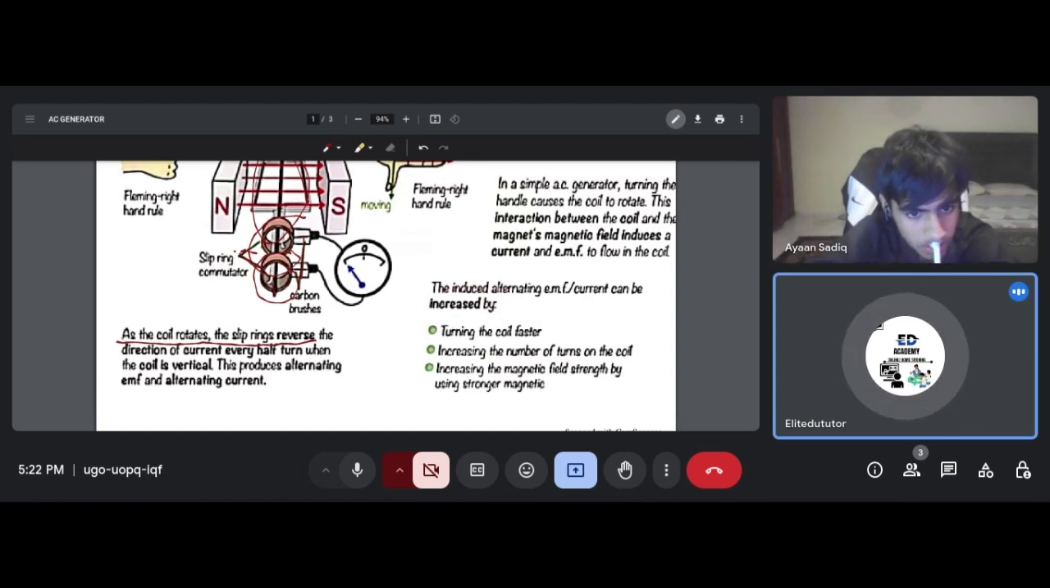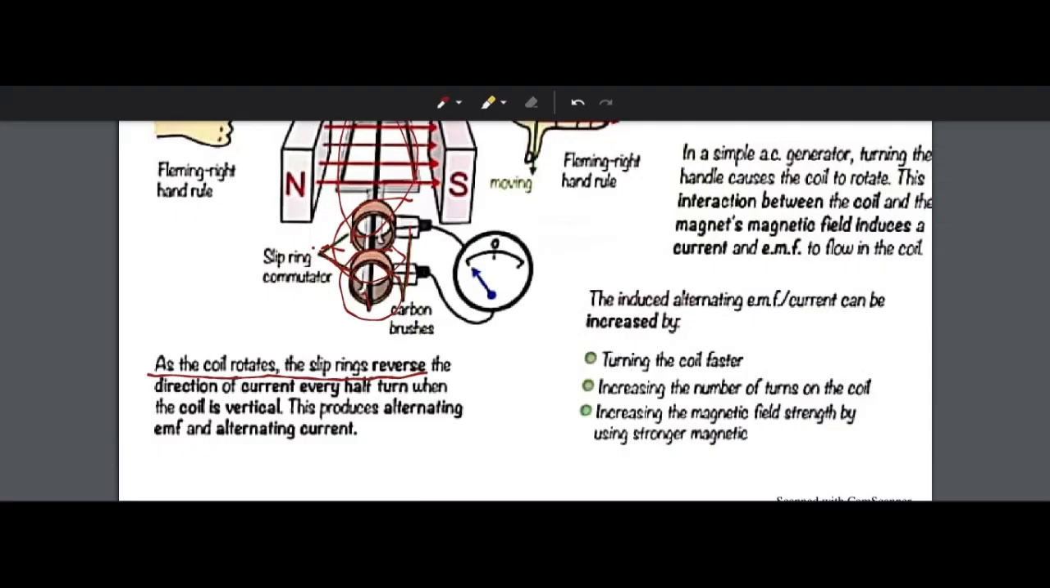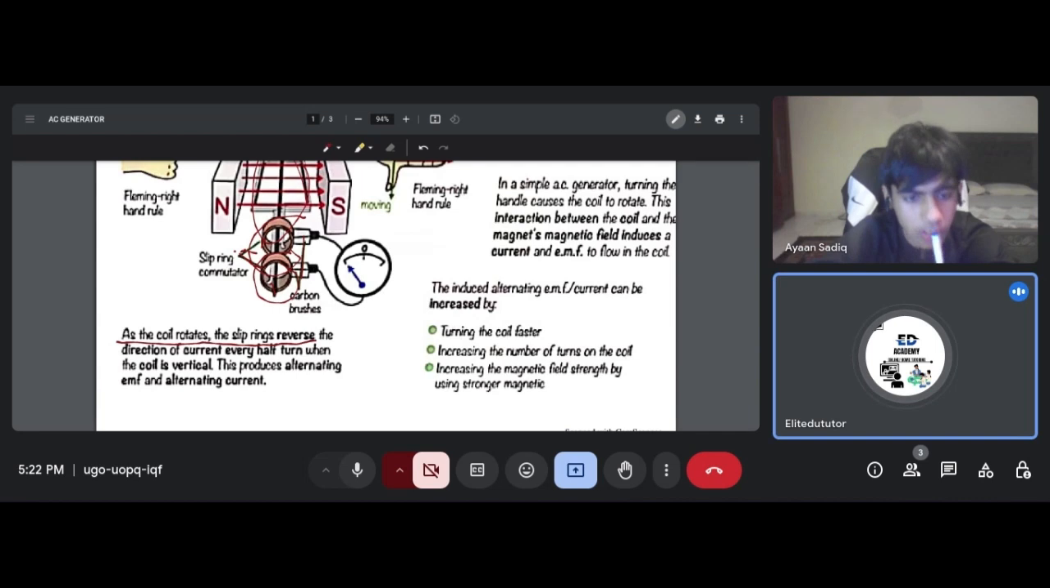When the coil is vertical, for example, I will show you the proper video. By looking at that animation video, you will understand it much better, because it depends on the whole practical.